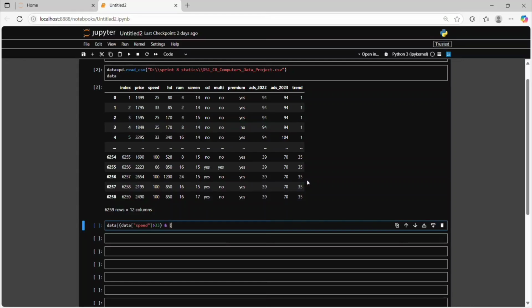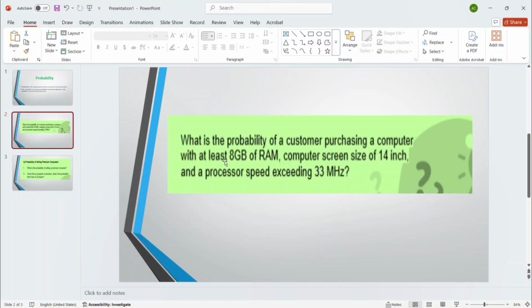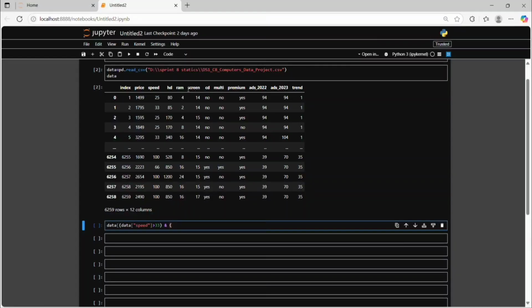Then our second condition is basically RAM size at least 8 GB, meaning we can take a RAM size more than 8 GB also. So here is our RAM. At least 8 GB means greater than or equal to 8 GB. So it's our second condition, and we go on to our third condition, basically screen size 14 inches. So here is our screen size.